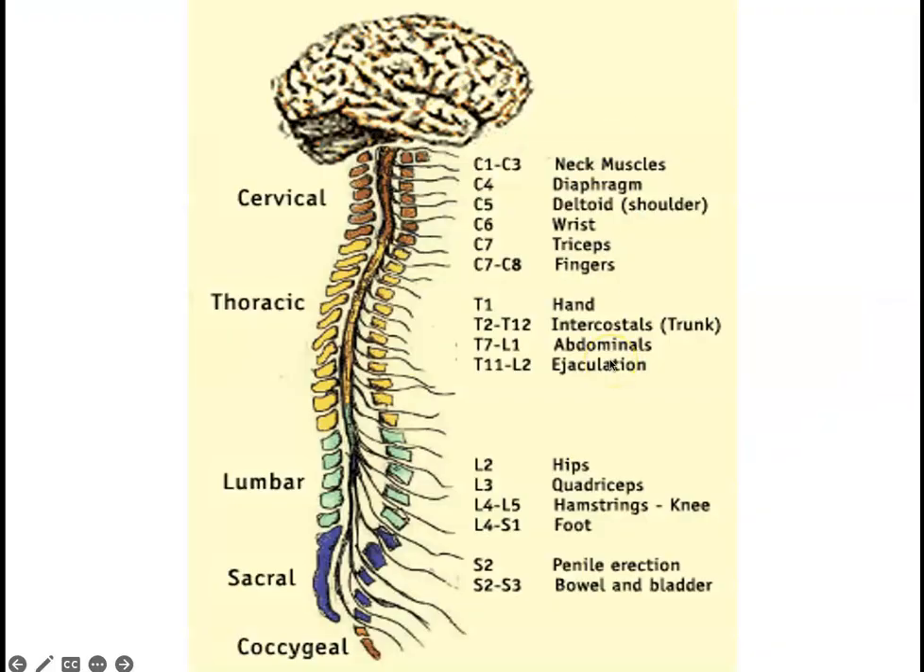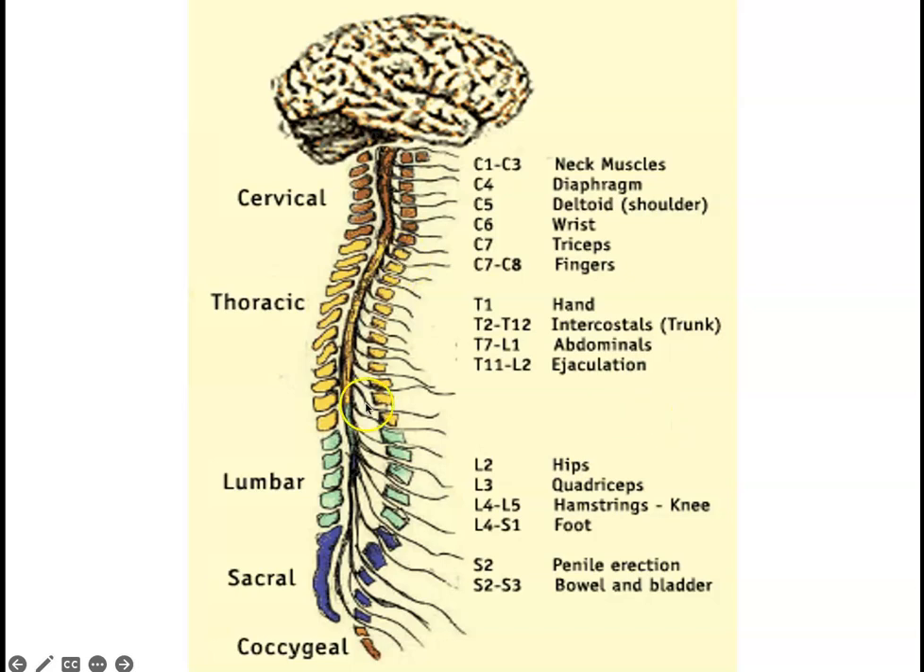When you look a little more closely in terms of, okay, where are they going? In the cervical region, the 8 cervical nerves are going to innervate neck muscles, diaphragm, deltoid, the wrist, triceps, and fingers. So you're going to have sensory function coming from these regions, and then also motor function going to those areas.